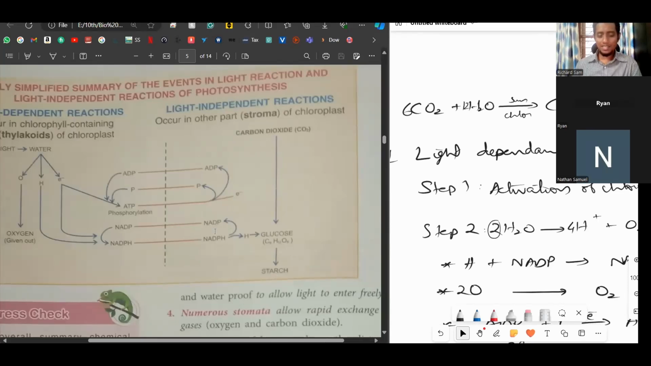In the light independent reaction, there's a little extra given over here. We can see that NADPH again gets converted back into NADP by releasing that hydrogen. That hydrogen is used to form the glucose from the carbon dioxide. Okay, carbon dioxide joins with this hydrogen. Which hydrogen? The hydrogen released from NADPH, and that forms the glucose. And then the glucose gets converted into starch. So all this is actually happening in the light independent phase. In your book, they did not write anything about carbon dioxide joining with the H from NADPH, but in the diagram, we can see that.